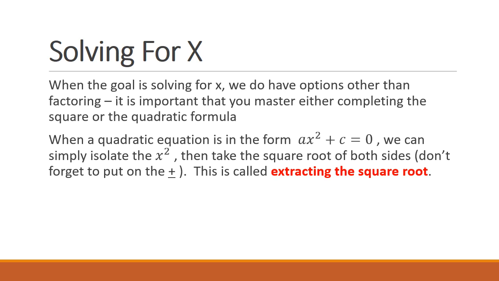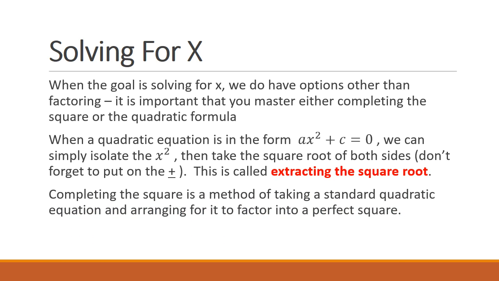Whenever you take the square root, in order to cancel a square, don't forget you must put a plus or minus on the answer. This process is called extracting the square root, and that's the first one we're going to look at. We're also going to be looking at completing the square, which is a method of taking a standard quadratic equation and arranging for it to factor into a perfect square. And then we will also look at the quadratic formula.